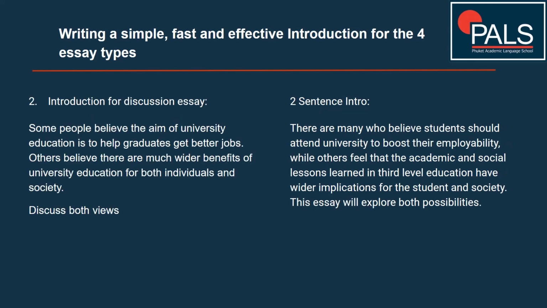That's moving on to the discussion essay. So this is essay number 2, introduction for a discussion essay. Here's the question. Some people believe the aim of university education is to help graduates get better jobs. Others believe there are much wider benefits of university education for both individuals and society. Discuss both views. Okay, so we have a straightforward discussion essay here. We don't have to give our opinion on this, but we have to discuss both sides.